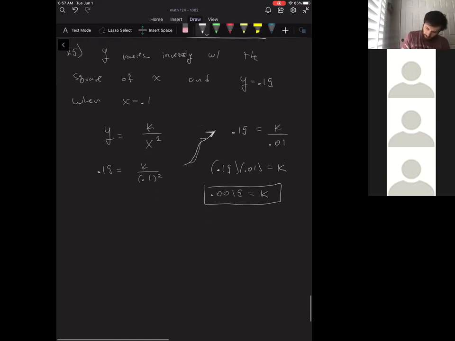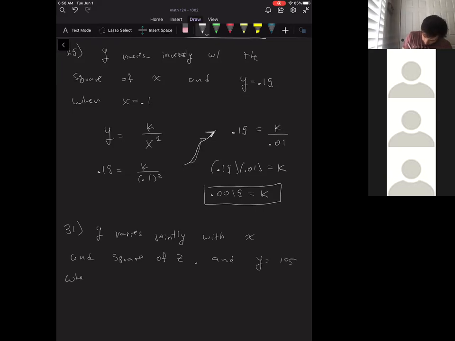The last problem that we needed to do together, let's do 31. What 31 is saying is y varies jointly with x and the square of z, and y is equal to 105 when x is 14 and z is 5.